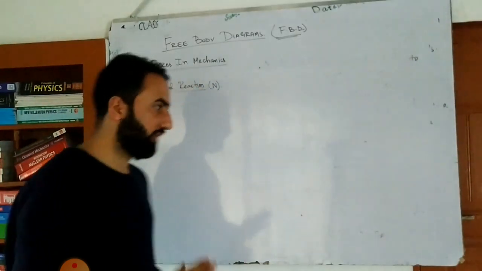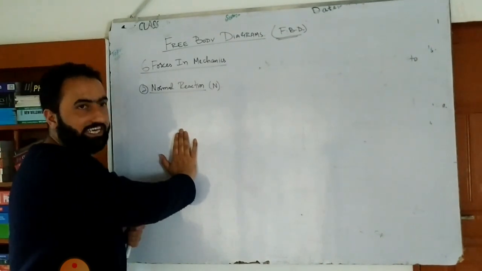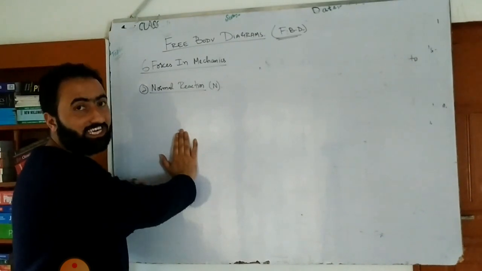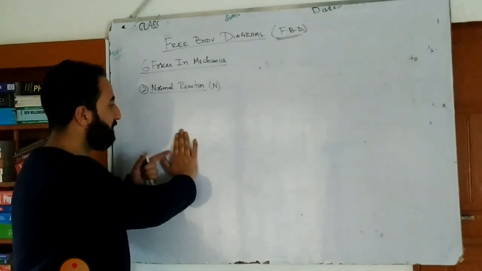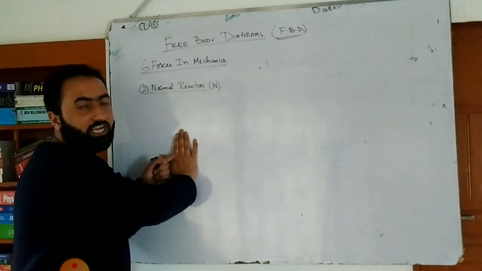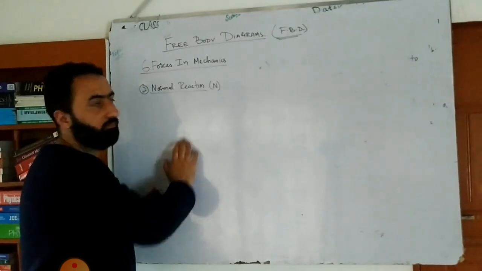As simple as that. Suppose that I apply a force of 10 Newton on this board. The board will in turn apply 10 Newton force on my hand in the backward direction. Newton's third law of motion: to every action there is an equal and opposite reaction. So I am applying 10 Newton inwards. The force exerted by the board on my hand will be 10 Newton in the backward direction, and that's called normal reaction. Simple, okay?